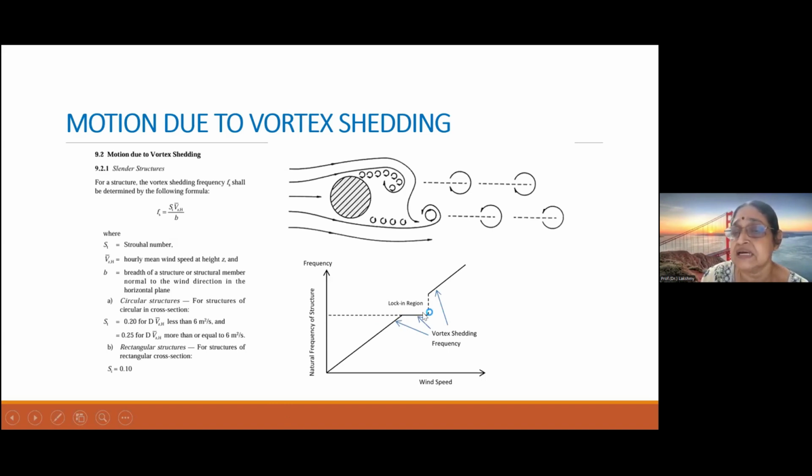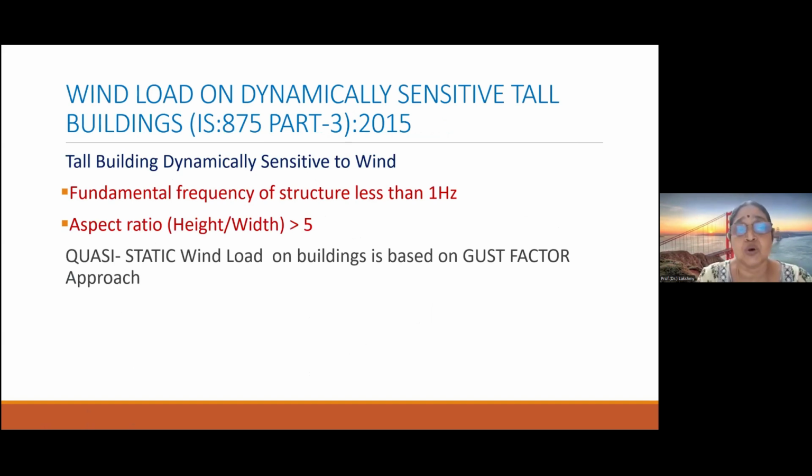You can see that here, this is the lock-in region. This flat one, because here the wind speed is increasing, then there is a lock-in region, then again the wind speed is increasing. But this vortex induced oscillation will not happen at all wind speeds, only in a particular lock-in region of the wind speed, which I said will be lower than the design wind speed. So that is one aspect we need to understand about vortex induced oscillation.